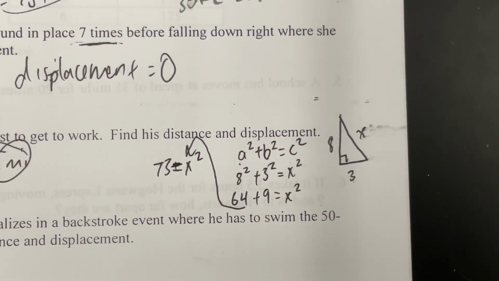Okay, we need to get rid of the squared. How do we undo squaring? What's the opposite of squaring? You wanna know?